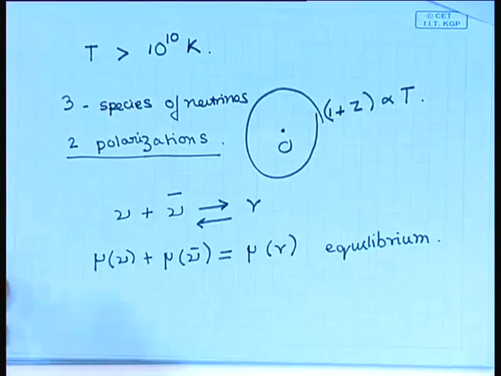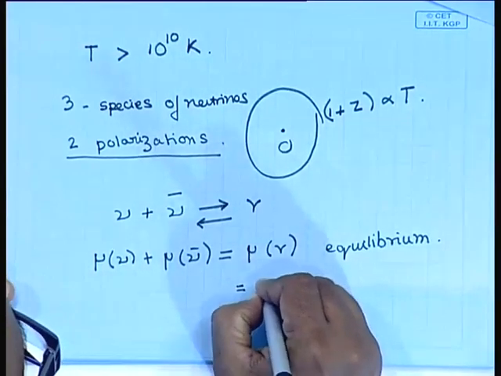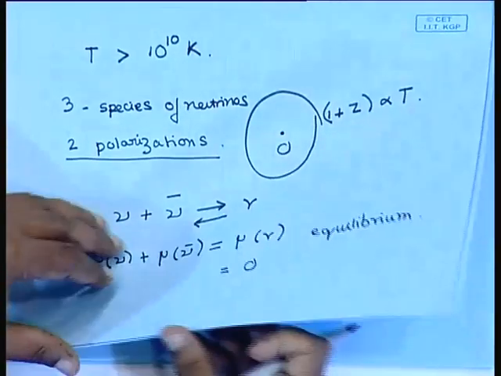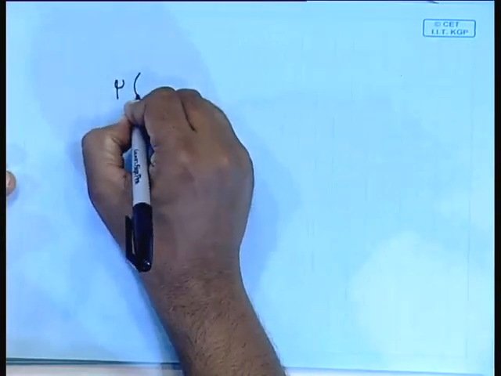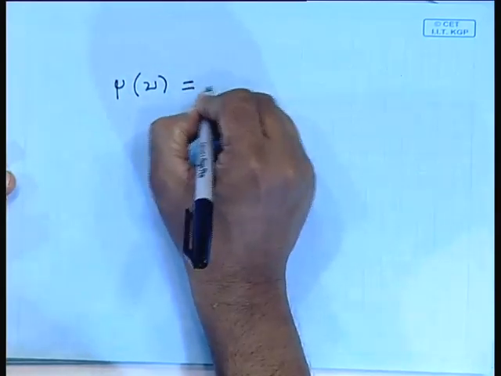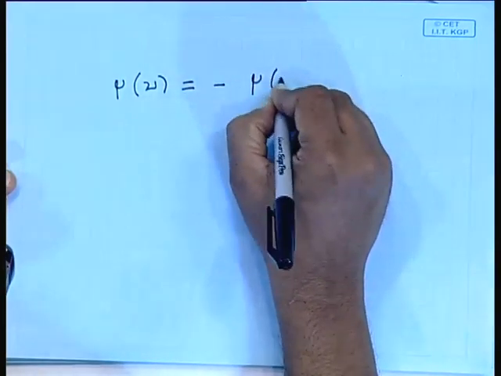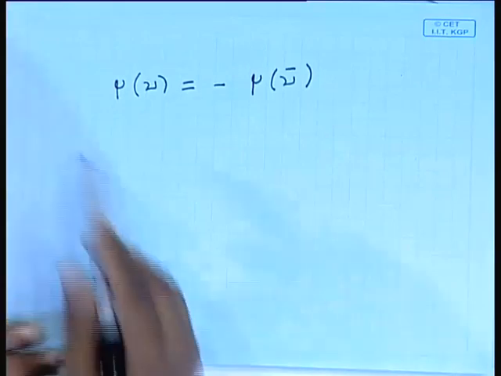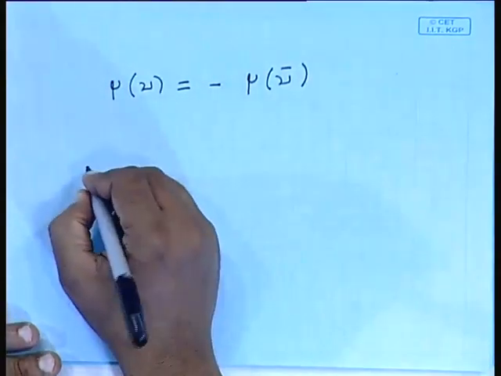Now, for thermal photons, we know that the chemical potential is 0. So the sum of these two must be equal to 0, or the chemical potentials of the neutrino and the antineutrino must be opposite to one another.